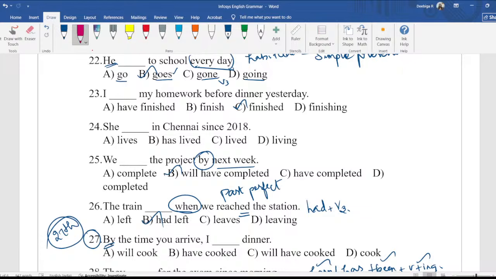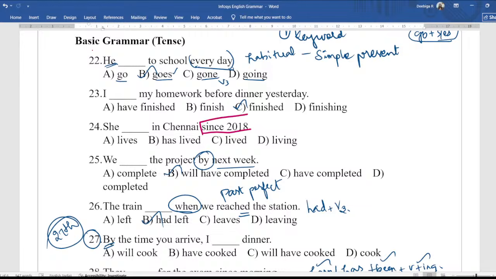Choose some other color. Okay, so here you can see she has been in Chennai since 2018. They're talking about a time frame. So she's been living there from 2018. When you're trying to answer for tenses, first see the keyword. The keyword here is since 2018. So she has been living there from the past, from 2018 until 2025 currently.